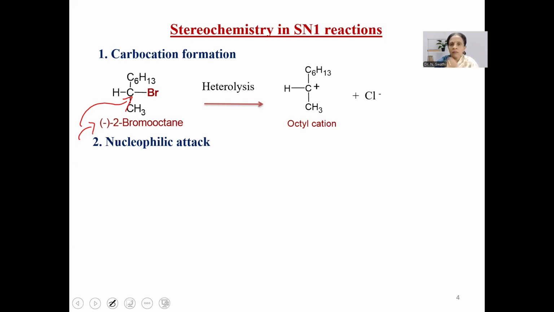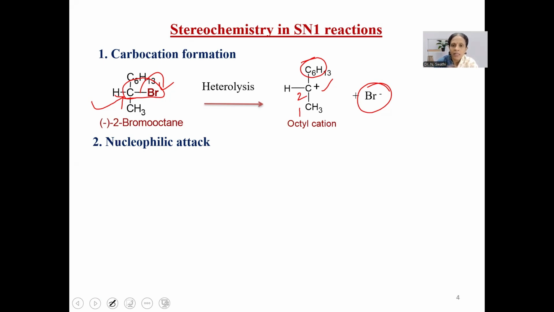Now, as we know that the SN1 reaction involves a carbocation, let us consider this stereochemistry in the same terms. The first step is carbocation formation, where the carbon-bromide bond undergoes heterolysis. As a result, the bonded pair of electrons is taken up by the bromine, so bromide ion is formed along with the octyl cation. This central chiral carbon becomes electron deficient and a positive charge is created. Now you can count the number of carbons: first carbon, second carbon, and here 6 more. So the total number of carbons in this saturated chain is 8, and the corresponding alkyl cation is known as octyl cation.